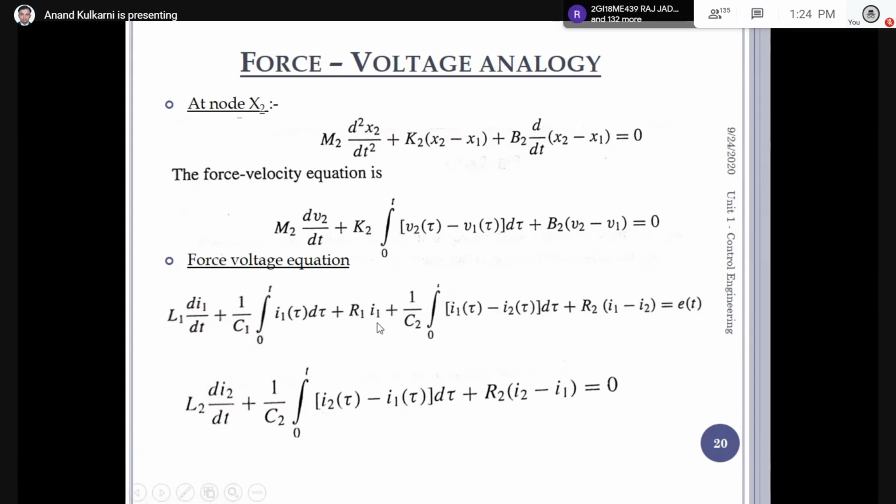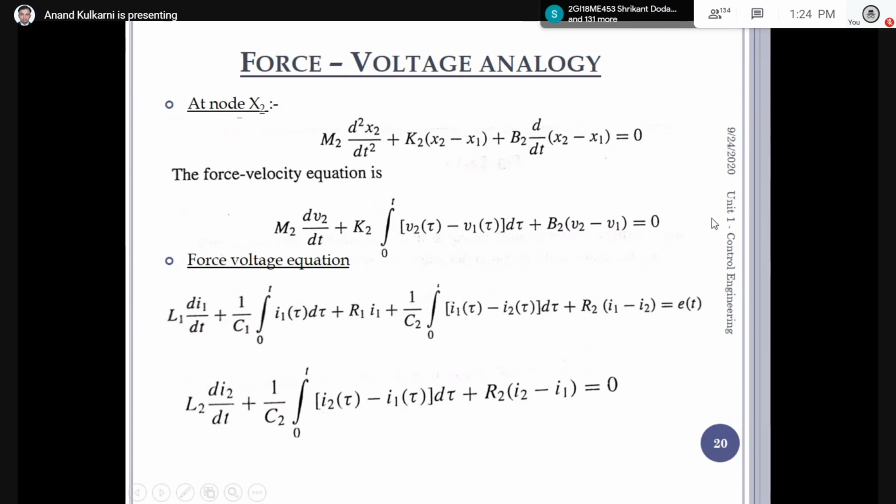Remember, students make mistakes while they write the equation. Up to force, they write this equation correctly, but when they come to voltage or current, they get confused. Remember, for force voltage analogy we have different terms, and for force current analogy we have different terms. You'll have to read the question very carefully, whether it is force voltage analogy or force current analogy. Now, in case of force voltage, these are the terms.